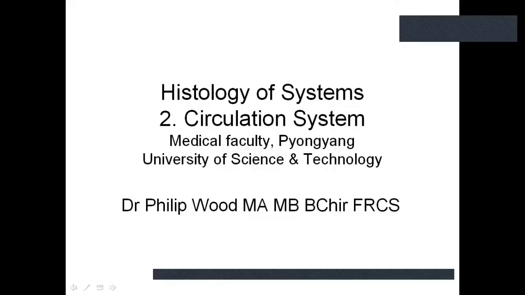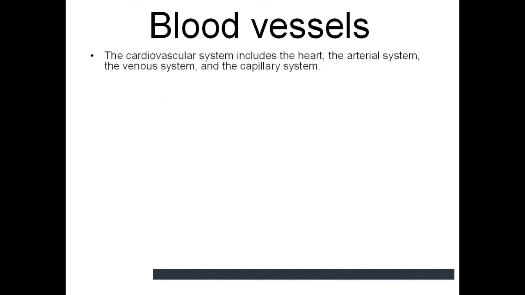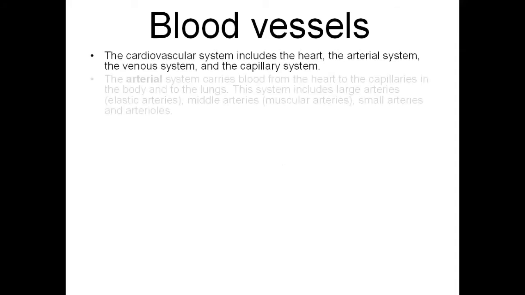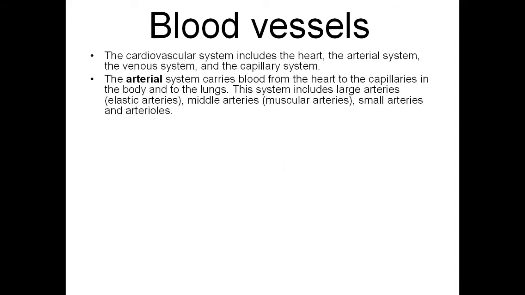The circulation system. We're talking about blood vessels. The cardiovascular system includes the heart, and we'll talk about that next talk. The arterial system, venous system, capillary system. The arterial system carries blood from the heart down to the capillaries in either the body or through the lungs. And this system includes some large arteries. These are elastic arteries, some middle-sized arteries, muscular arteries, and small arteries and arterioles.